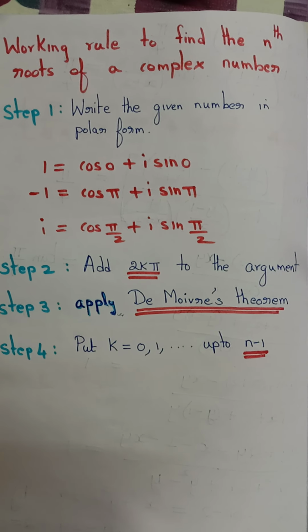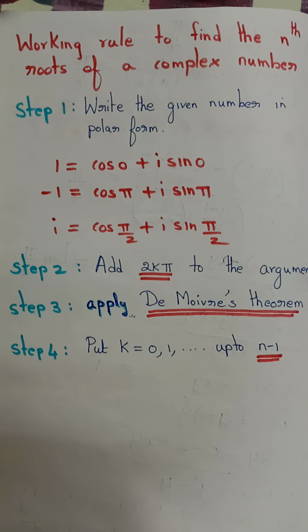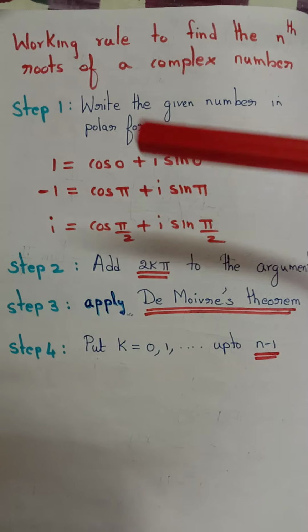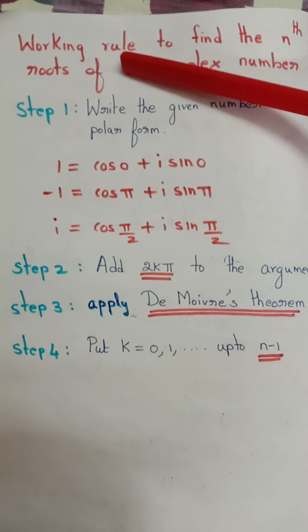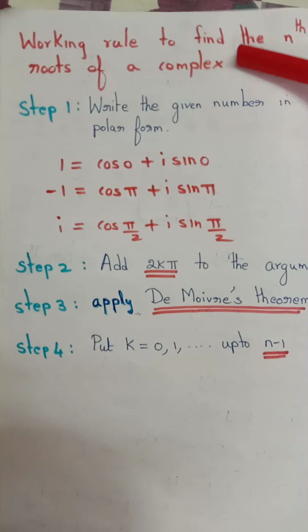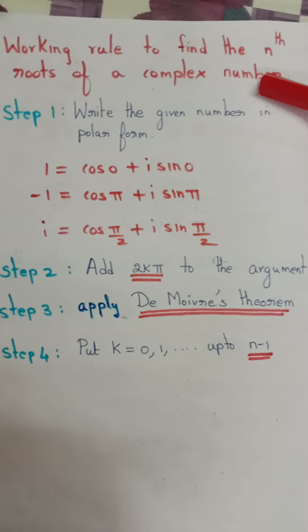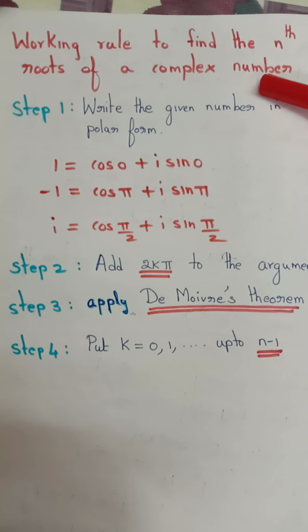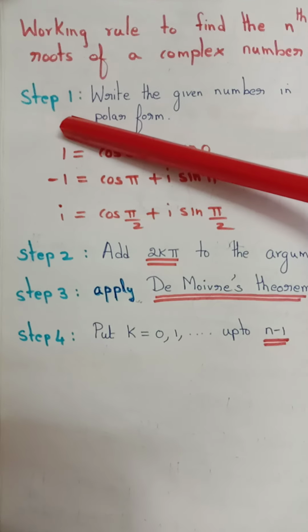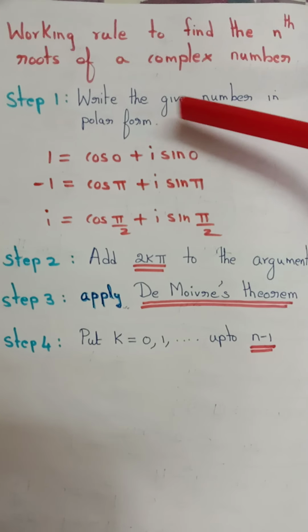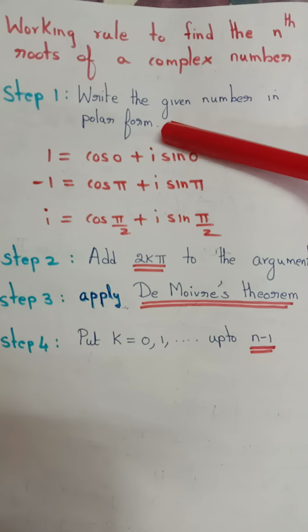Now we are going to see how to find the nth root of a complex number. Here I am going to explain the working rule to find the nth root of a complex number. When we have to find the nth root of a complex number, the first step is to write the given number in polar form.